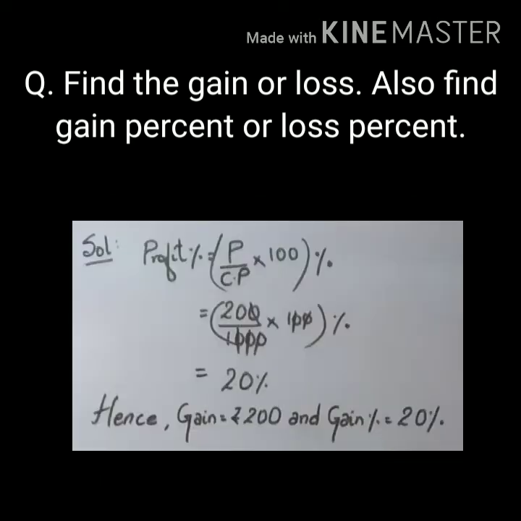Now we have to find the gain or the profit percent. So the formula for the same is profit upon cost price multiplied by 100%. So we have calculated the profit equal to rupees 200 and cost price is given to me equal to rupees 1000, multiplied by 100. So profit percent comes out to be equal to 20%. Hence, gain is equal to rupees 200 and gain percent is equal to 20%.